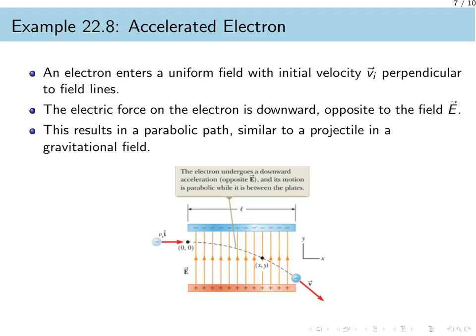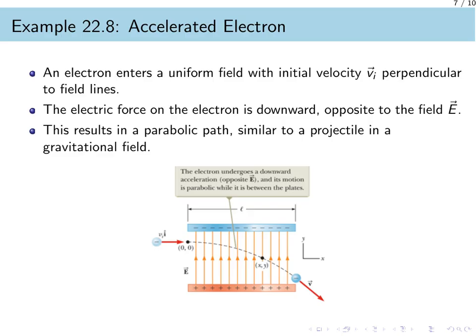Now let us examine a different scenario, featuring an accelerated electron. Suppose an electron enters a region with a uniform electric field, but this time its initial velocity is perfectly perpendicular to the electric field lines.